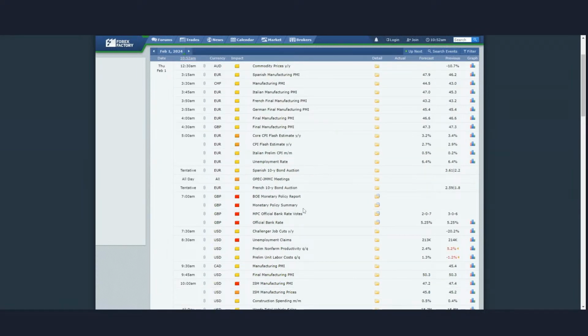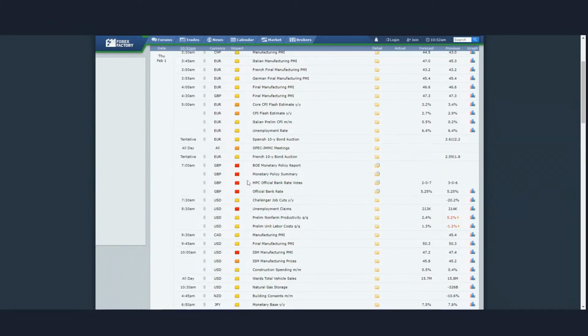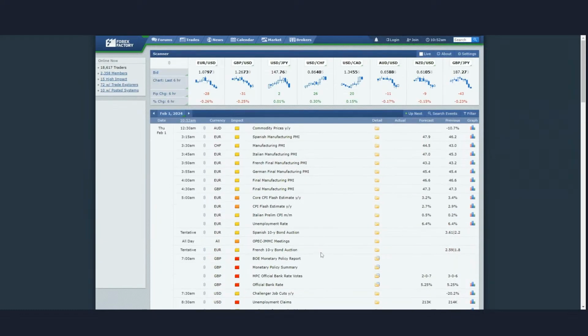What's happening on Thursday? For the GBP, something big moves at 7 a.m. in the morning. This is if you are doing Forex. Keep an eye on this one. And then at 10 a.m. for the dollar, the ISM manufacturing PMI.